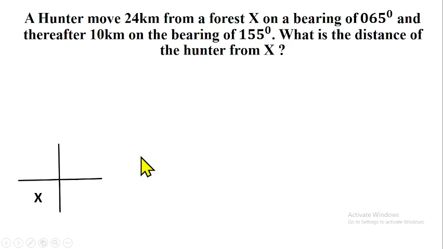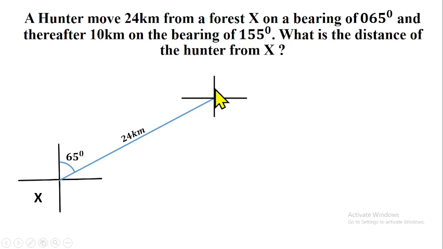It's going to be around here. So I draw my straight line, and this is 24 kilometers, and then the bearing is 65 degrees. I will locate that, then put my cardinal point here to represent where the hunter is currently. So this is where the hunter is currently after walking 24 kilometers in this direction, 65 degrees. So I'll put another cardinal point to represent where the hunter is currently.